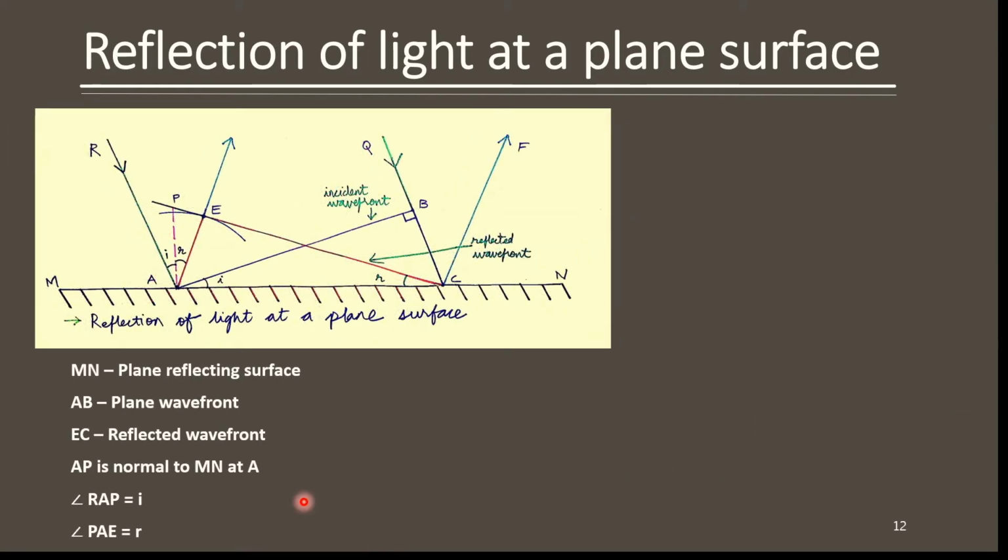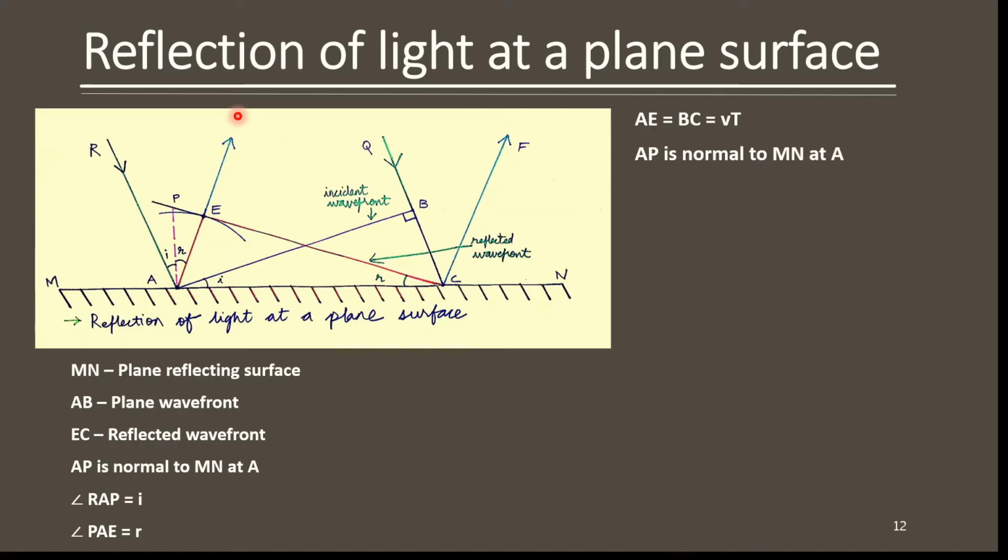Look at the figure carefully. BC is equal to Vt. AE is equal to Vt, the distance travelled by light in the same time in the same medium. AE is equal to BC is equal to Vt. The arrow AE shows the direction of propagation of the reflected wave.